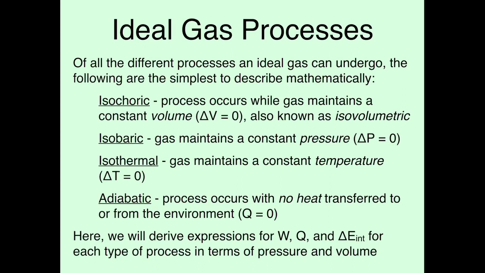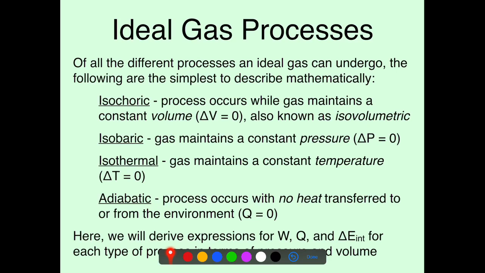And they're important theoretically. Once we get to chapter 20, you'll see how these keep popping up. So the first one is an isochoric process. This is a process that occurs at constant volume. So delta V, the change in volume throughout the process, is 0. That's the defining feature of isochoric.